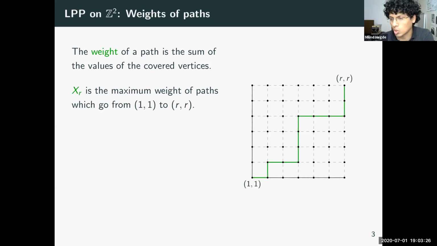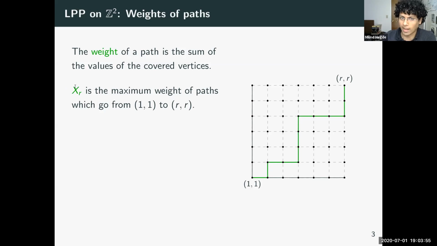So these paths, though I've drawn them as edges, are actually the vertices that they pass through. And you sum up the values associated with the vertices, you get the weight of the path. So obviously there are a lot of paths from (1,1) to (R,R) which are upright in this way. And we can maximize the weight over all such directed paths. And we call this weight X_R.